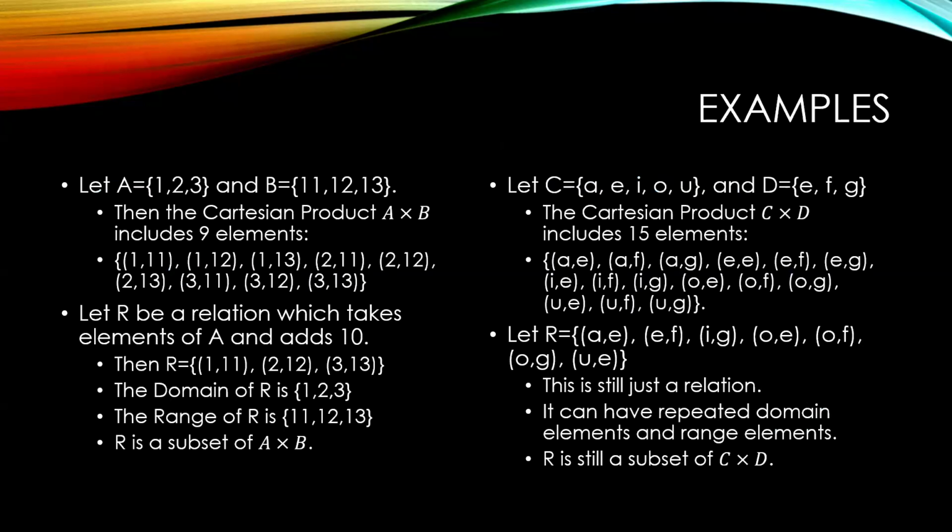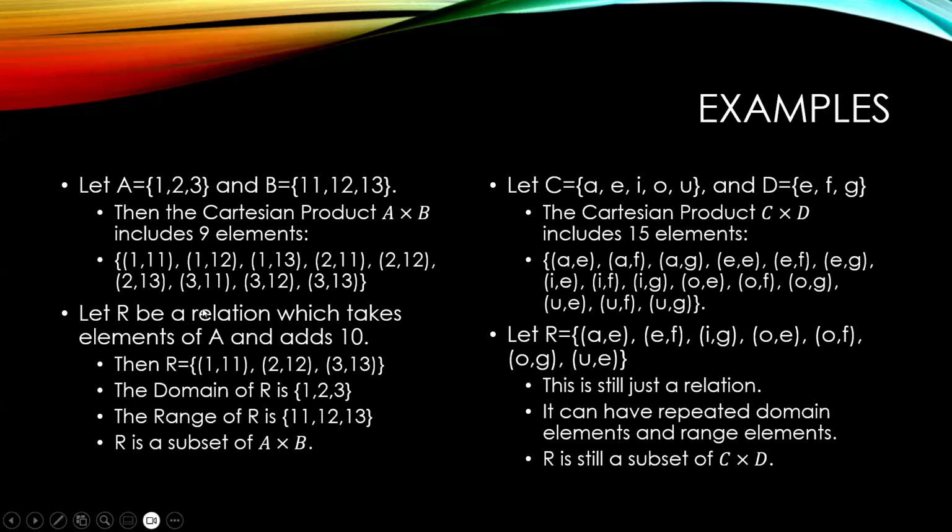Let's do some examples. Let A be {1, 2, 3} and B be {11, 12, 13}. Then the Cartesian product, A cross B, includes 9 elements. So we've got (1, 11), (1, 12), (1, 13), (2, 11), (2, 12), (2, 13), (3, 11), (3, 12), (3, 13). Those are all 9 possible elements, and the Cartesian product is the set which contains all 9 of them.